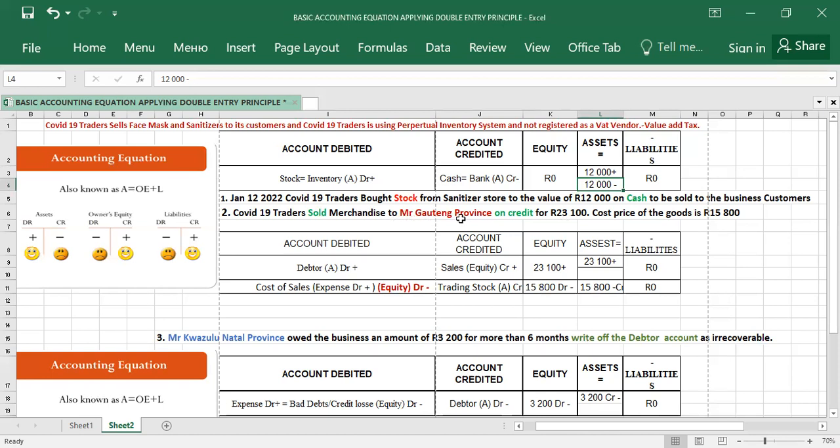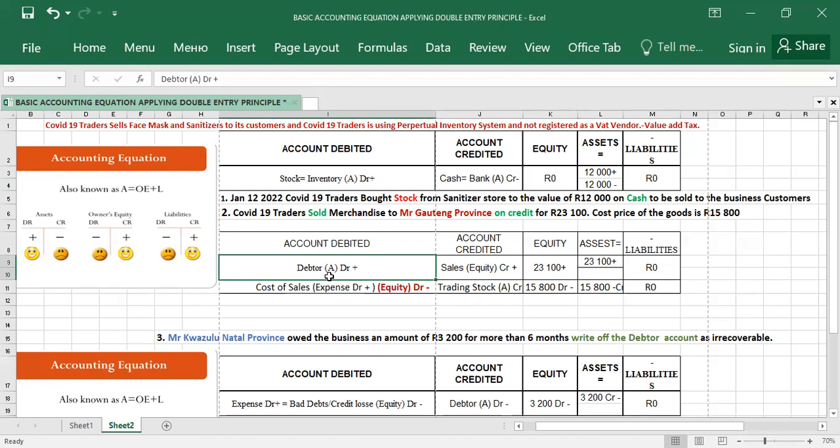Now, since Mr. Gauteng province is owing us, and a debtor is someone whom our business is expecting to receive money from, we are going to be debiting our debtor account, and we all know that a debtor is an asset. Why are we classifying a customer or someone who owes us as a debtor? And why are we classifying him as an asset? Remember the definition of an asset, but specifically a debtor falls under current asset.